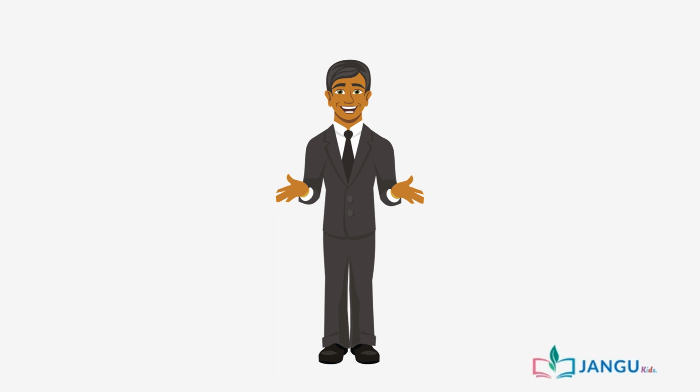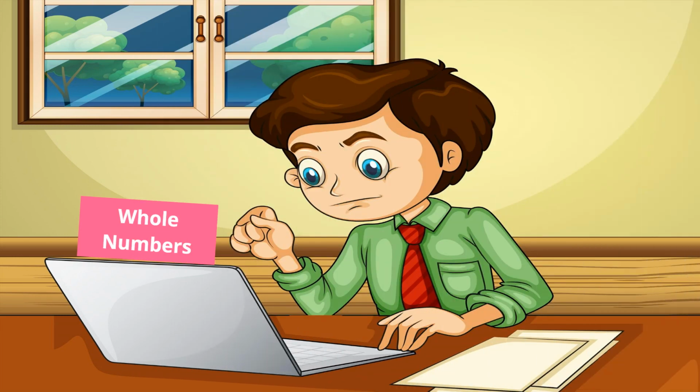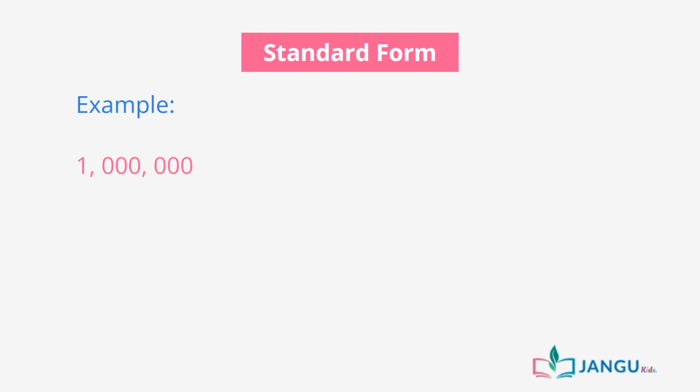Let's get started. The concept of whole numbers is not new to you, as you have been learning about it right from primary school. In this lesson, we will build on your current knowledge by learning how to express numbers in standard form. It's easy to express whole numbers like 1,000, 1 million, 1 billion as powers of 10. For example, 1 million is equal to 10 times 10 times 10 times 10 times 10 times 10, which is equal to 10 raised to power 6.